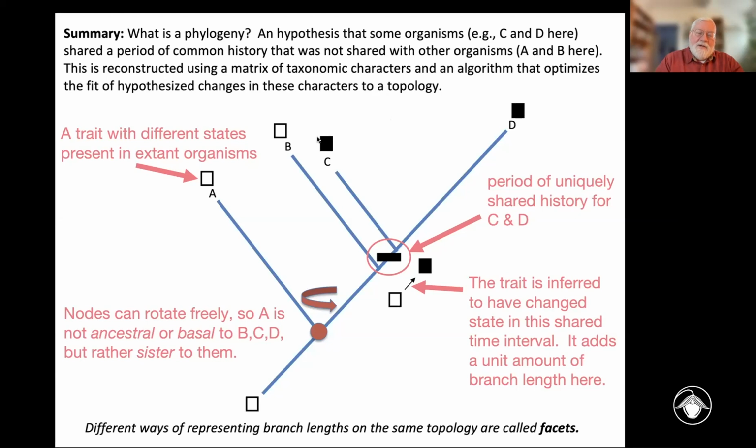But what does matter, as we said in one of the very first slides, is the relative recency of common ancestry. Then we have different ways of representing the branch lengths on the same exact topology without changing the connections, and those are the facets. So the facets are different ways of representing branch lengths on the same topology.